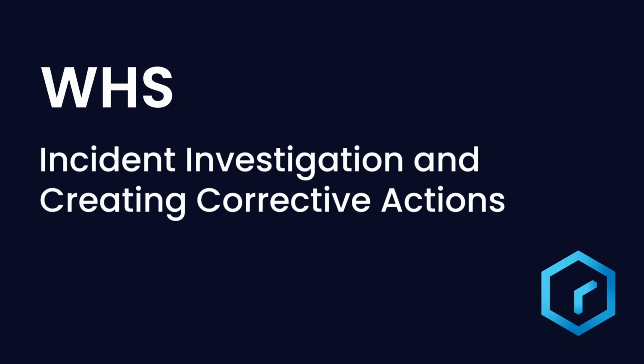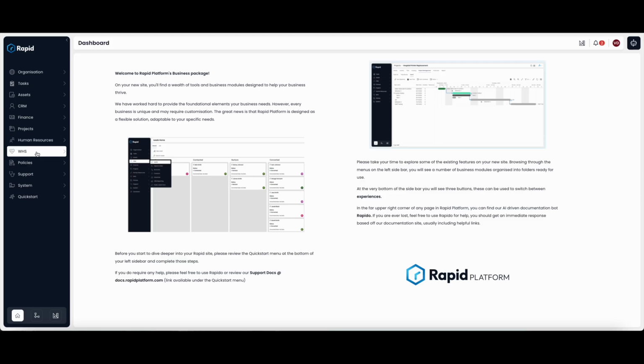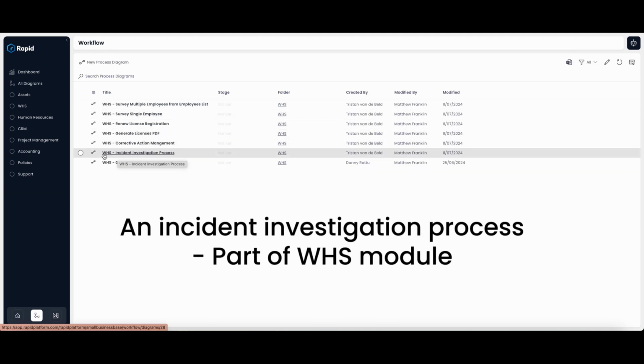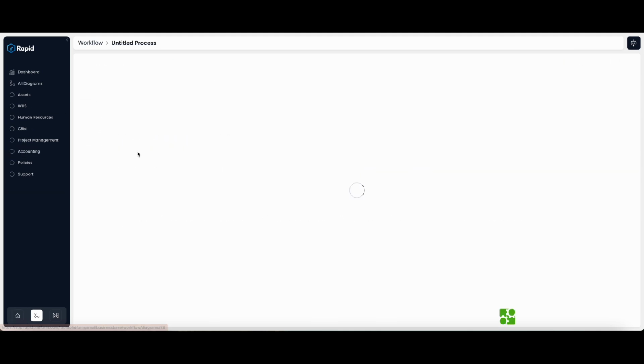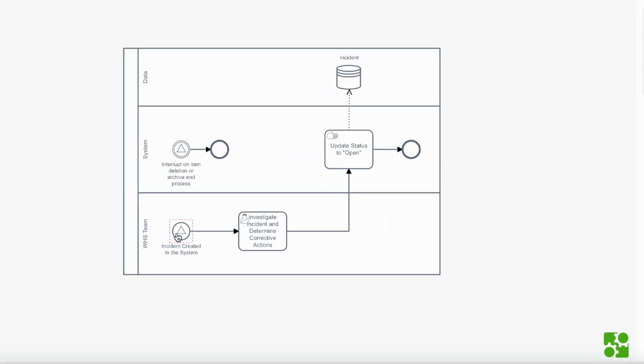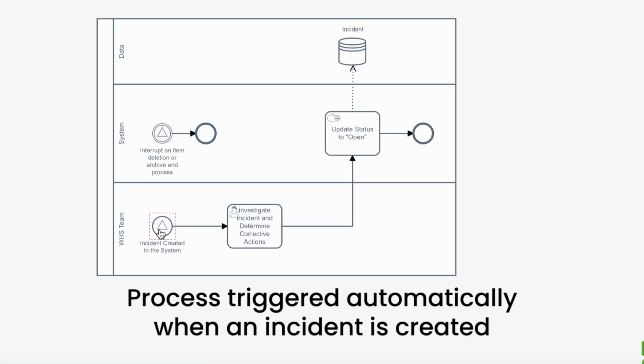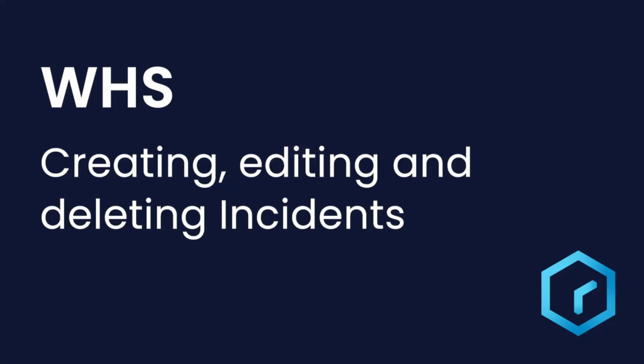Incident investigation and creating corrective actions. As part of the Workplace Health and Safety module is an incident investigation process. As soon as an incident is created in the system, this process will be triggered. Please visit this tutorial if you want to know more about creating, editing, or deleting an incident in the system.